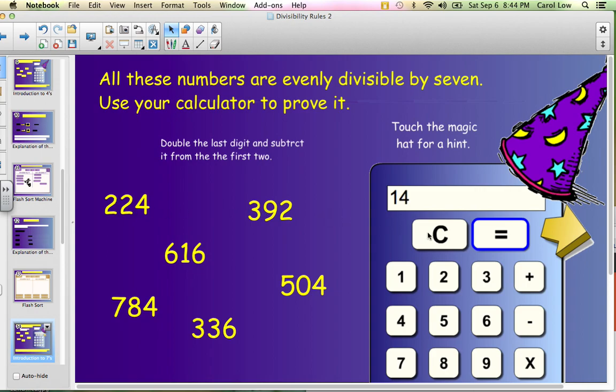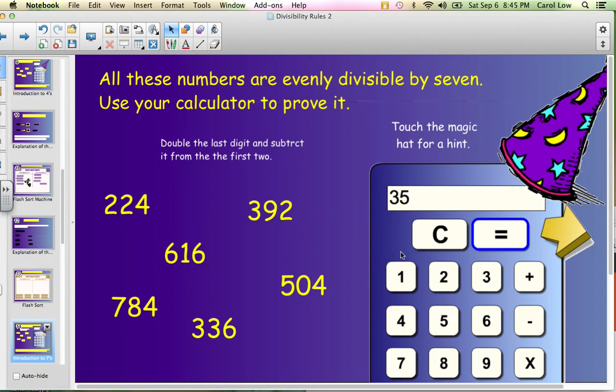I'm having some problems with the calculator tonight. This one says double the last digit. So 2 plus 2 is 4. So we're doing 39 take away 4, oopsie, equals 35. Is that divisible by 7? It is. So this number would be divisible.